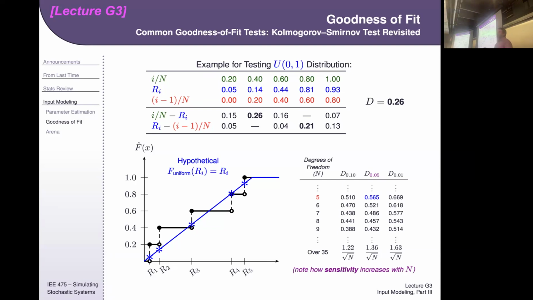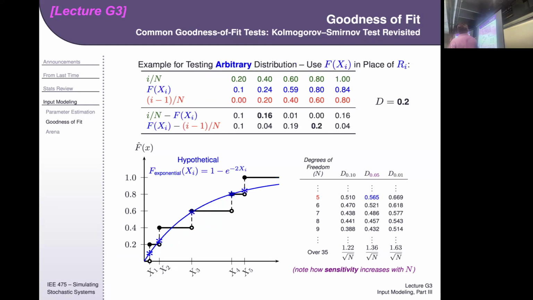How do you change this for an arbitrary distribution? You pretty much do the exact same thing, except the data that you're going to put in this middle row are your data passed through its own hypothesized CDF. So these data points could be anything. They don't have to be from 0 to 1. But when you say, I'm testing to see if it's an exponential, if you put the exponential CDF in here and plot the data through the exponential CDF, that CDF will be between 0 and 1.